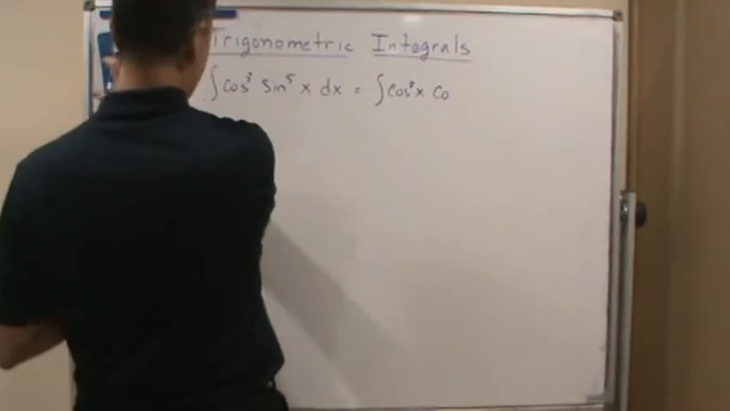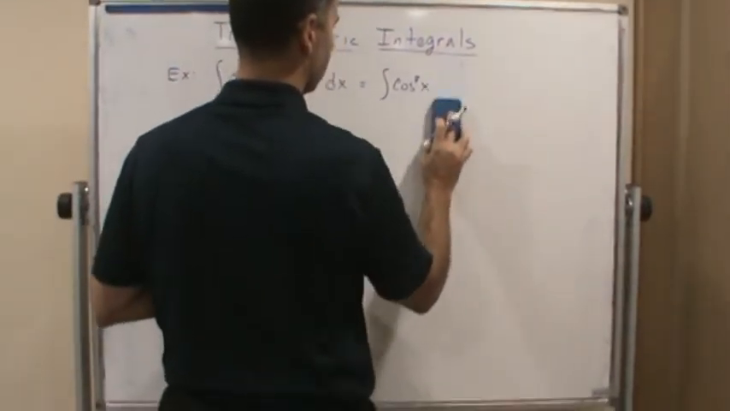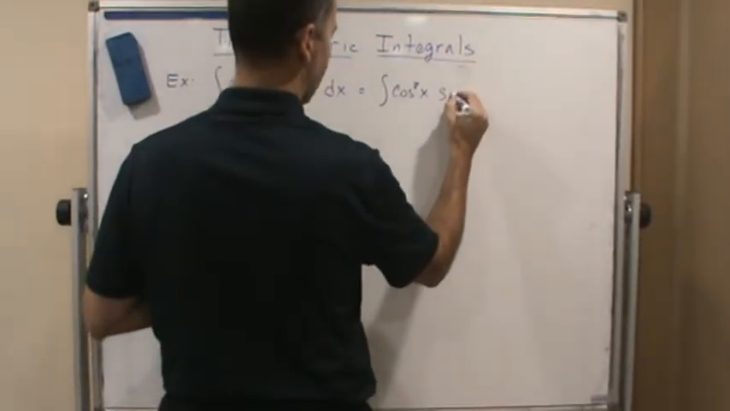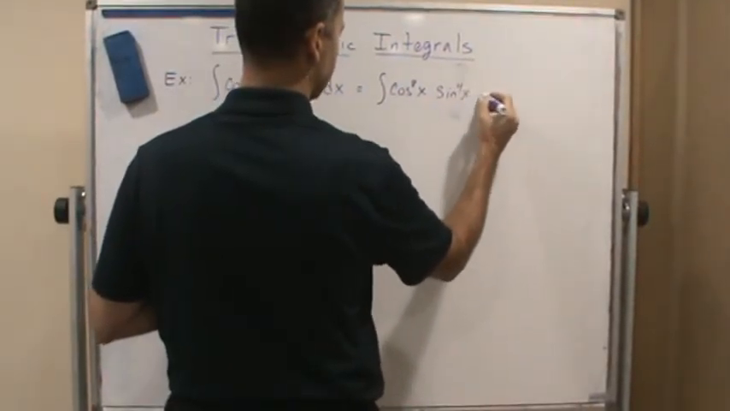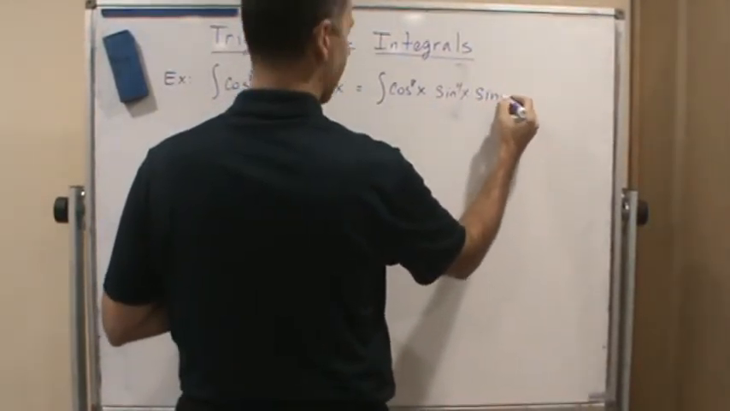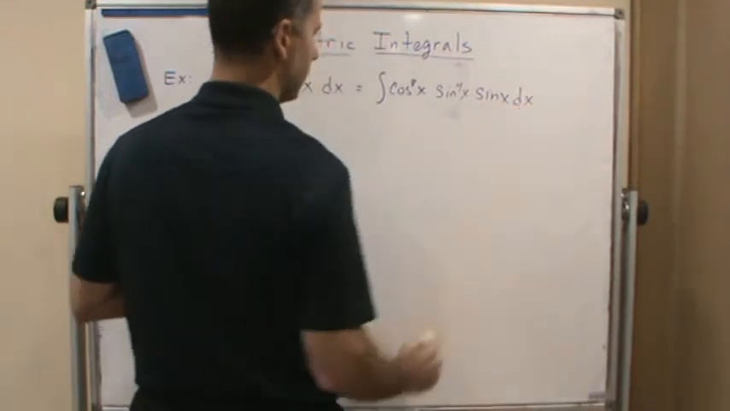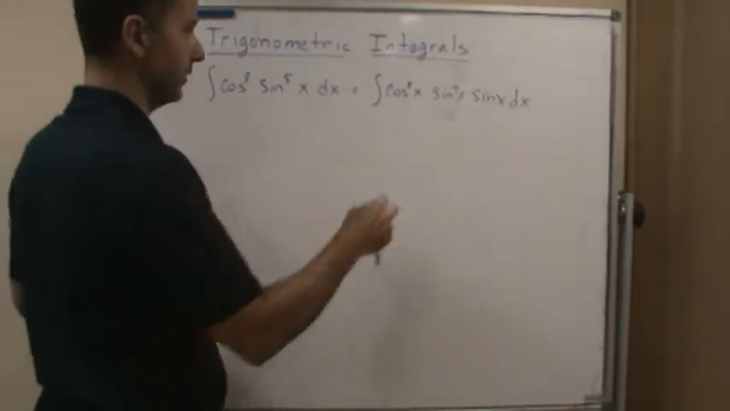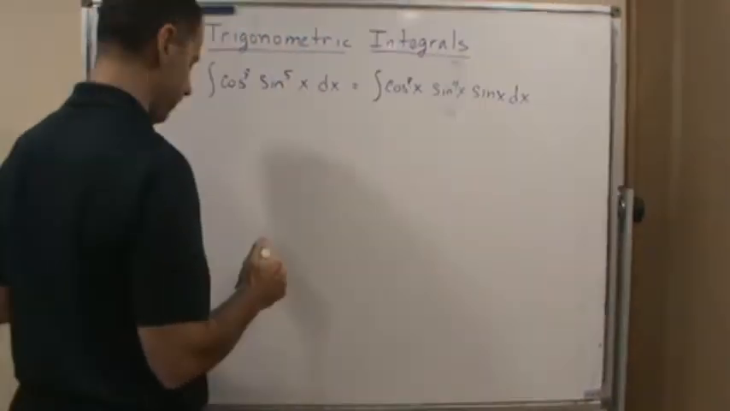times sine to the 4th power of x times sine x dx. So now I'm going to use my identity to change this into terms of cosine.